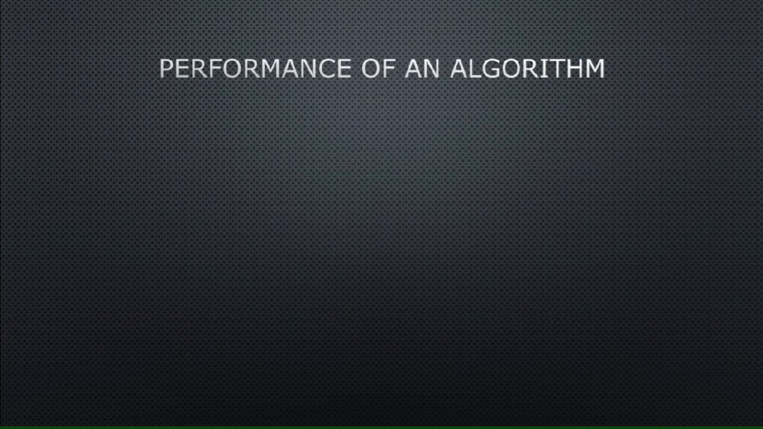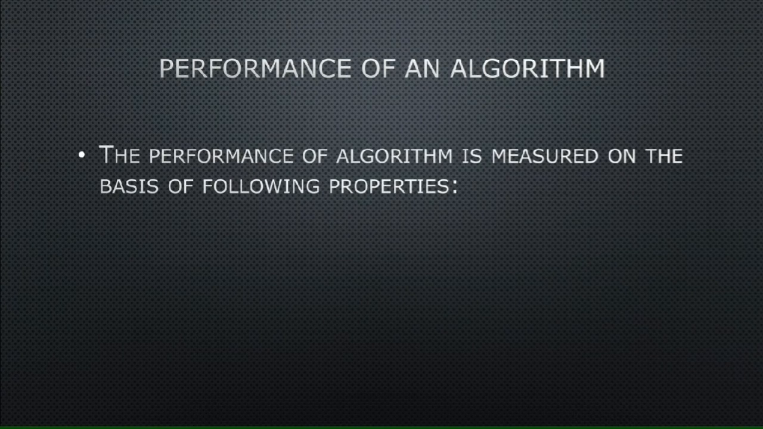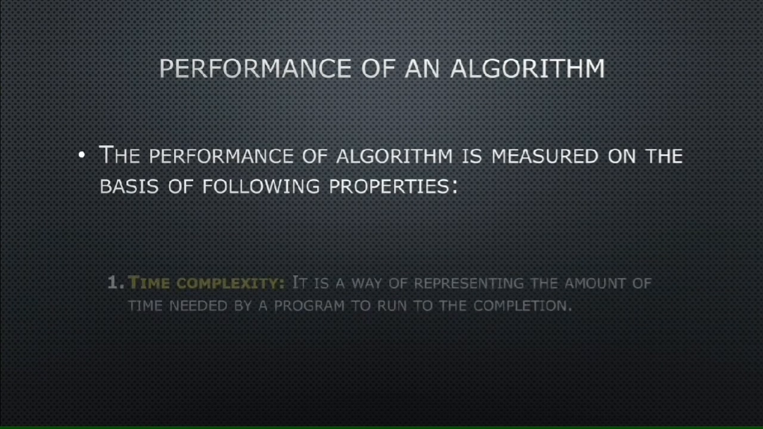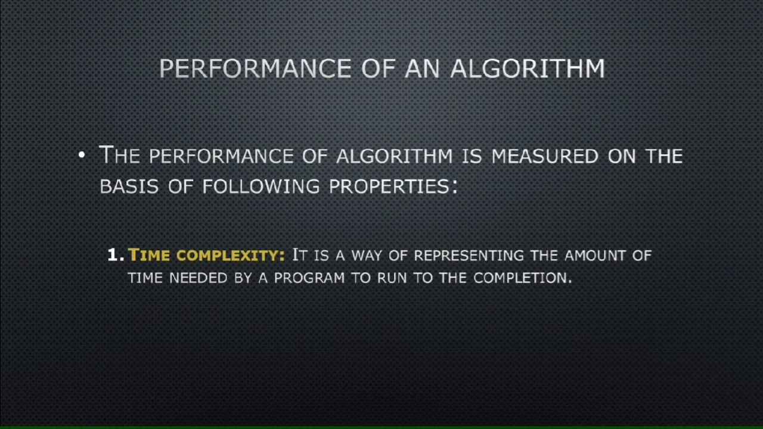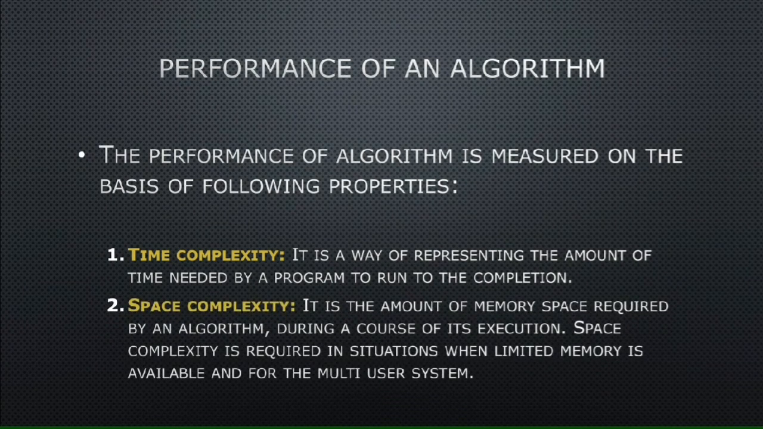Now let us take a look at performance of an algorithm. Performance of an algorithm is measured based on two main categories. First one being time complexity. It is a way of representing the amount of time needed by a program to run to completion. The second one is space complexity, which means the memory or space required by an algorithm during the course of its execution.